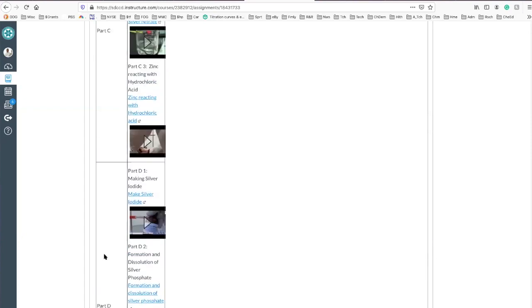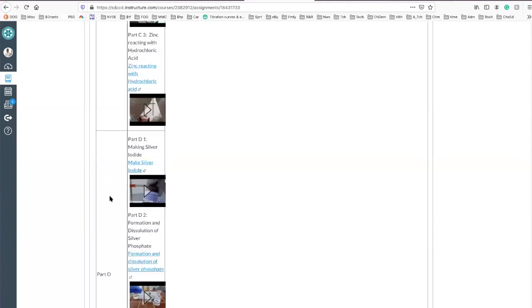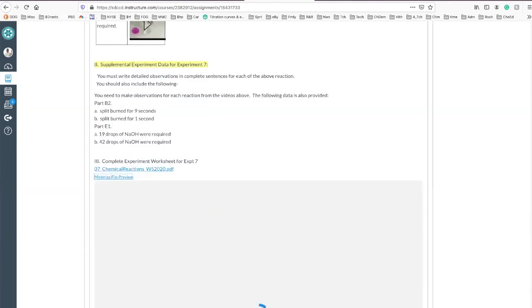The other comment here is in part B. It took 9 seconds for the first splint. It took 1 second for the second splint. So that's summarized in the bottom right here. These are the extra notes that you need, and you need this extra note when you answer the data sheet question. If you want to see the data sheet, just do a preview right here, and it gives you that data sheet.